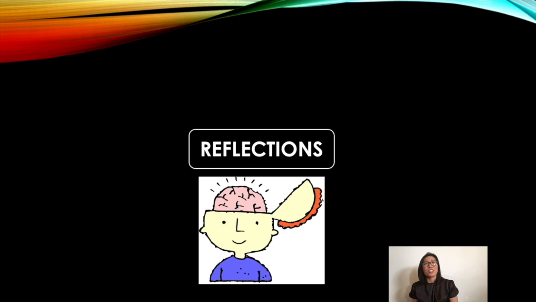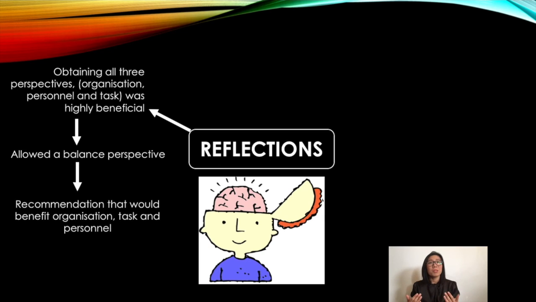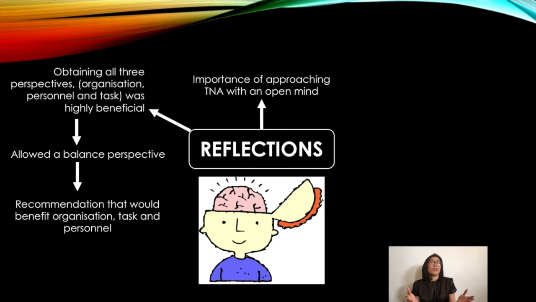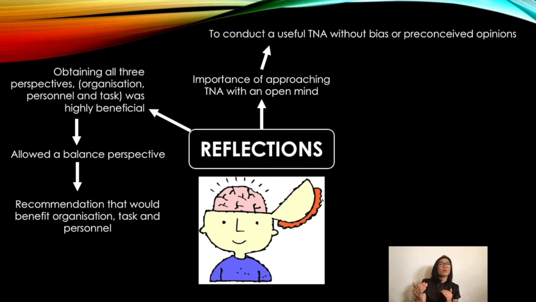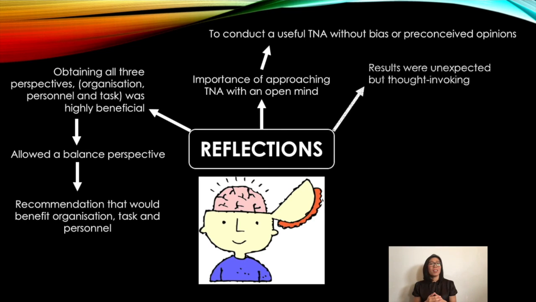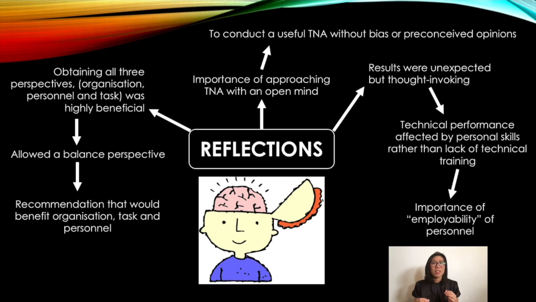What were some points of reflection after this TNA was concluded? 1. Obtaining all three perspectives from the organisation, the personnel and the task was so vital in ensuring a balanced perspective and recommendations that took all three into consideration. 2. How important it is to approach this TNA with an open mind in order to conduct a useful TNA without any preconceived views. And 3. The results were unexpected but thought-provoking. Technical performance was being affected by personal skills, highlighting the importance of employability and not just formal qualifications in people.